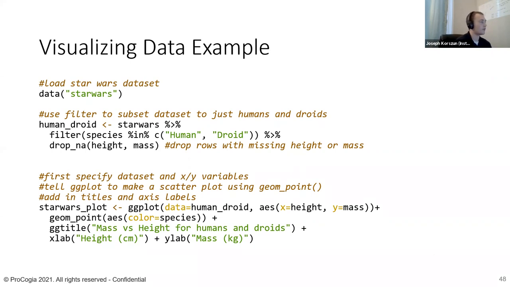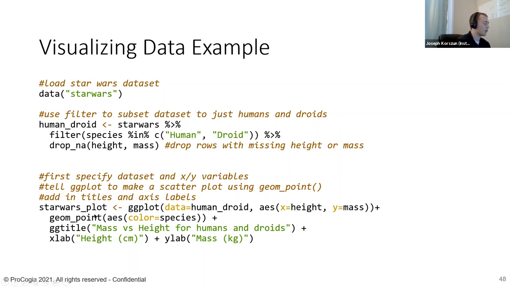And for this example, we're going to be going through some of the pipe syntax and the filtration there. So for this example, we have the human droid object, and we're looking at our Star Wars data set. Then we're filtering that down for species that contain the values human and droid, and then we're going to drop all NAs from height and mass. To perform that, the example below is: first we specify the data set and the XY variables that we want.